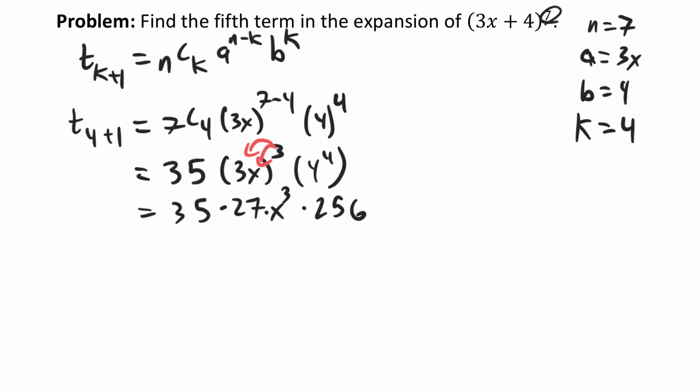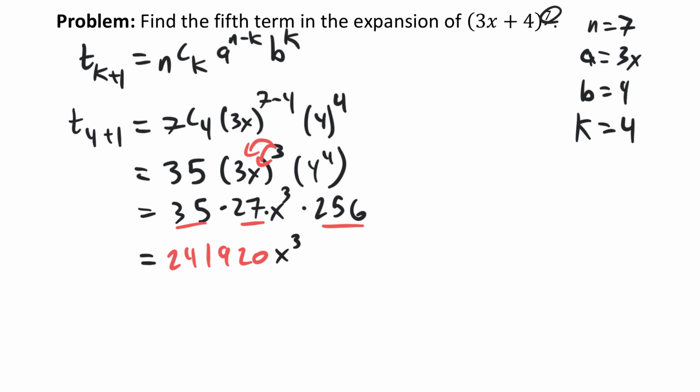And then because everything's multiplied, we can just group all these numbers together. So on our calculator, we can do 35 times 27 times 256. And that'll give us 241,920 x to the power of 3.